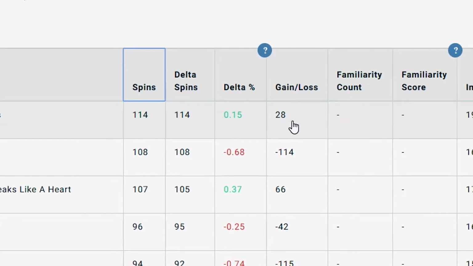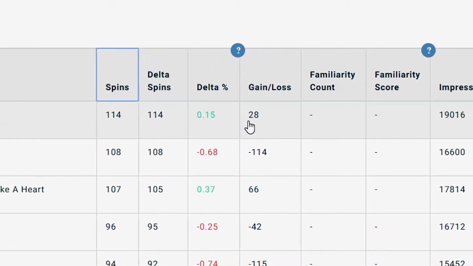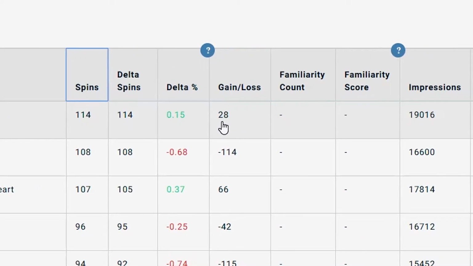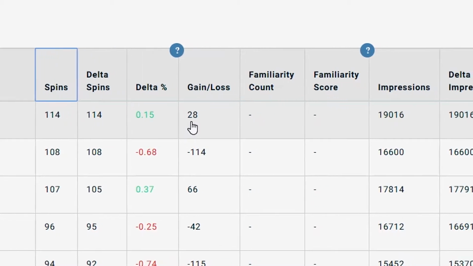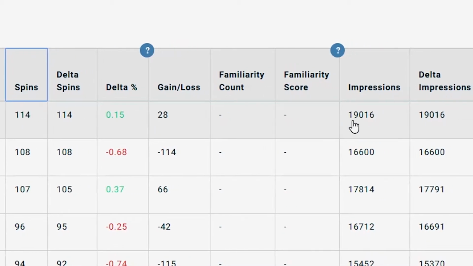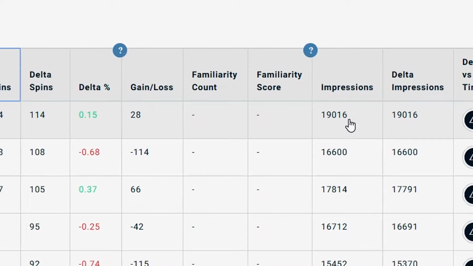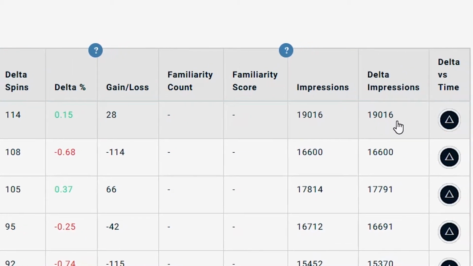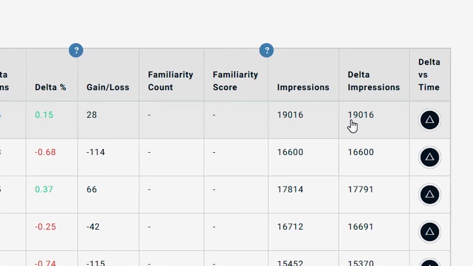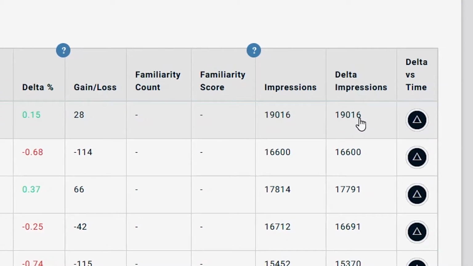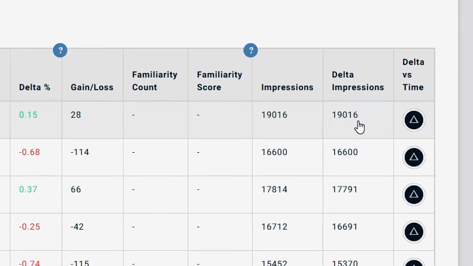You also get to know exactly how many listeners switched off or prolonged their listening sessions while listening to this song in the time span we're looking at. And you get the number of impressions, how many times did someone listen to the song, and the delta impressions, which is then how many times did we measure someone listening to the song.